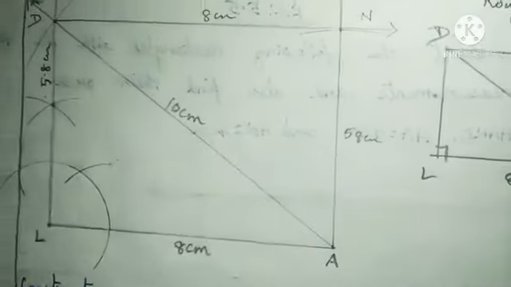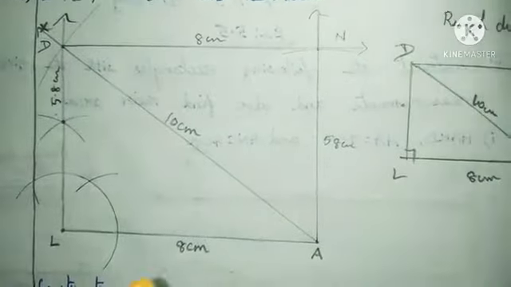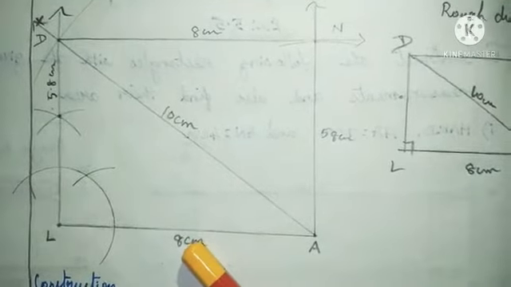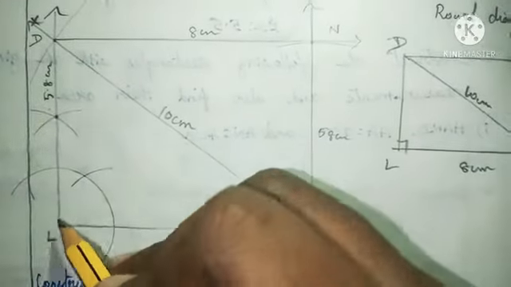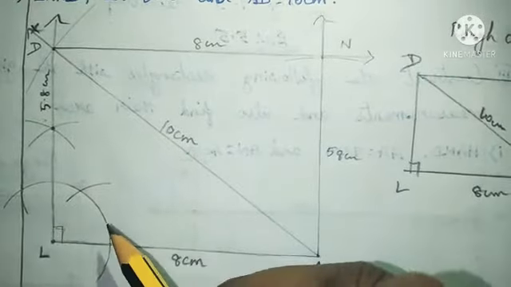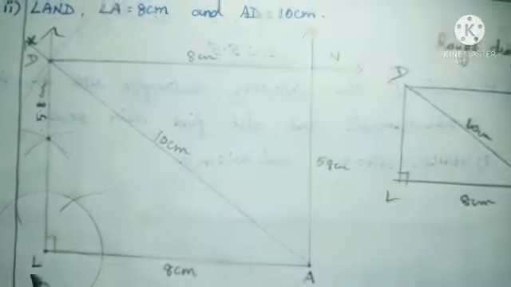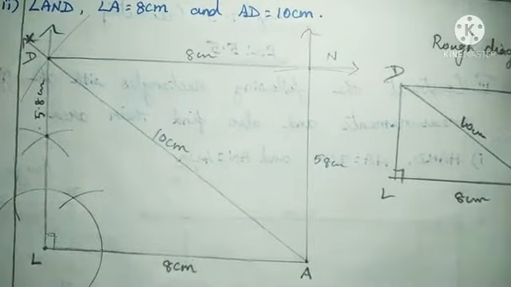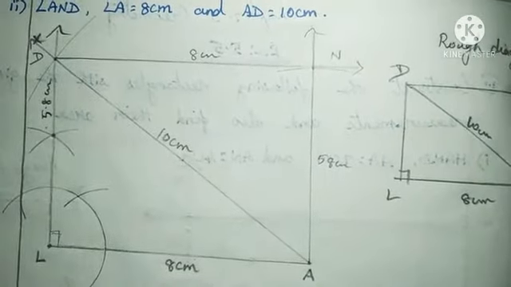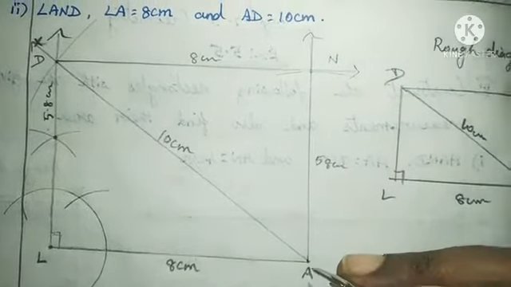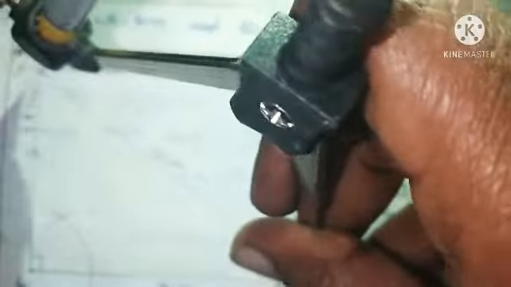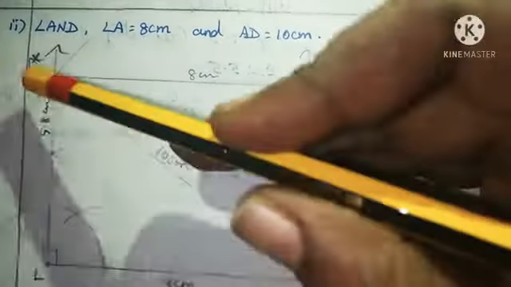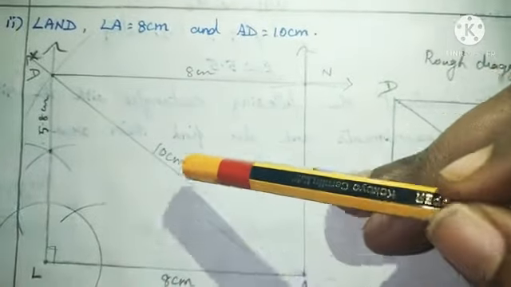For that, first you have to draw the base. LA is equal to 8 centimeter. After drawing the base, you have to construct the perpendicular line from L. Using a compass, you have to draw the perpendicular line LX to LA. After constructing the perpendicular line, take 10 centimeter in your compass and cut an arc from A to the perpendicular line which we drew, that is LX, and that point of the arc and the line we name as D, and you have to mark the measurement as 10 centimeter.